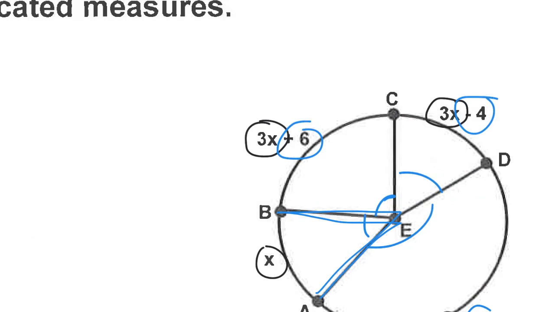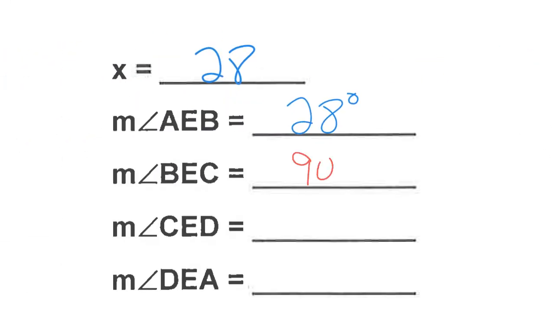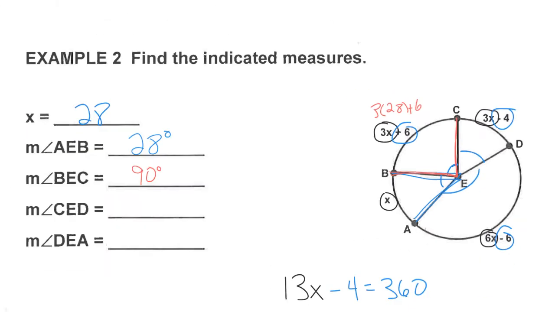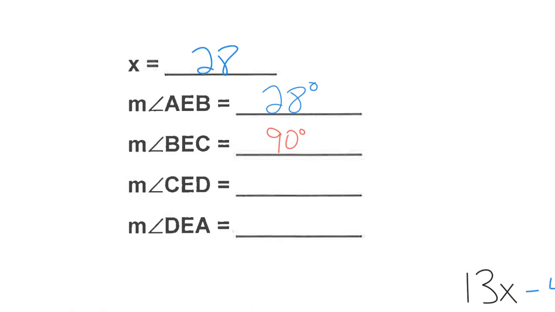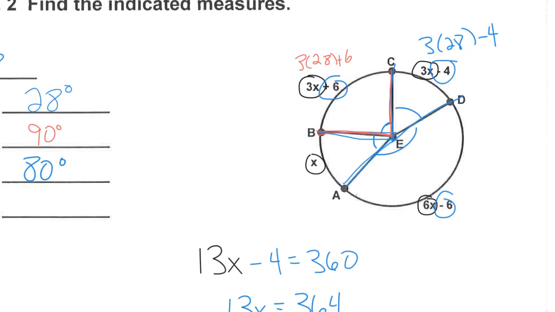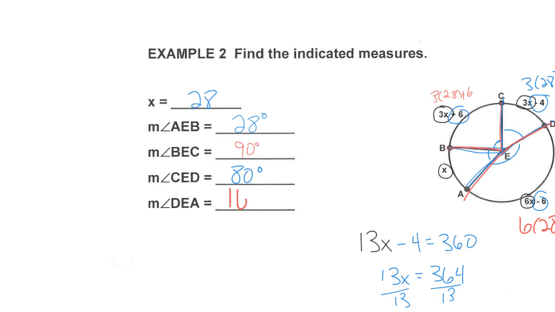Let's see, BEC is next. BEC is this one right here. If I plug in 3 times 28 plus 6, I get 90 degrees. Now let's see CED. So this one right here, 3 times 28 minus 4. I got 80 degrees on that one. And then the last one, the big one, DEA, that'd be 6 times 28 minus 6. I got that one to be 162 degrees.